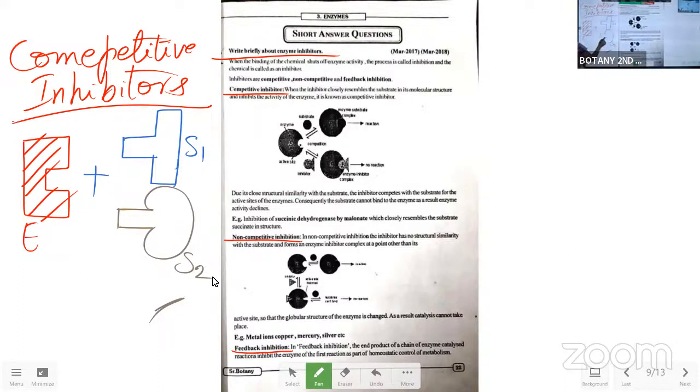Now, what happens? This has to bind with the enzyme. Substrate 1 has the same structure, so it has to bind. But here, substrate 2, that is the inhibitor, is faster than substrate 1. So it goes fast and attaches to the enzymatic groove. This is the enzymatic groove. At this place it attaches itself so that we have the enzyme substrate complex like this. The red one is the enzyme.